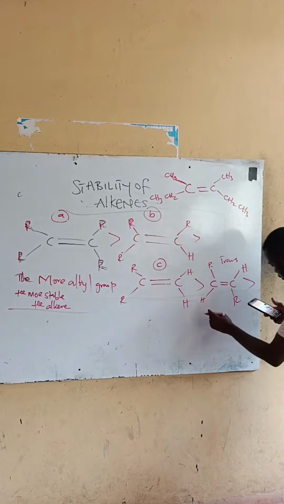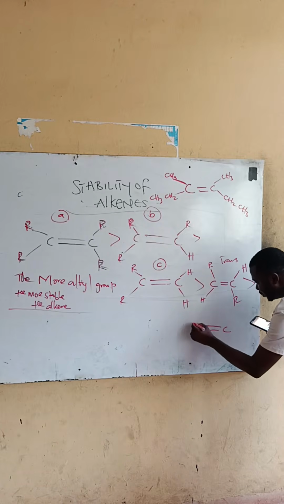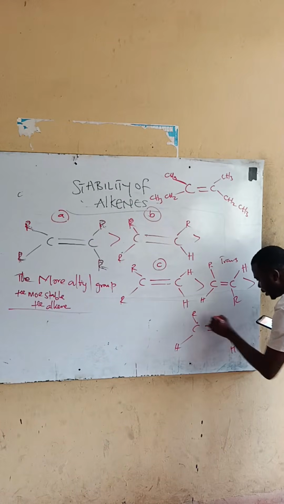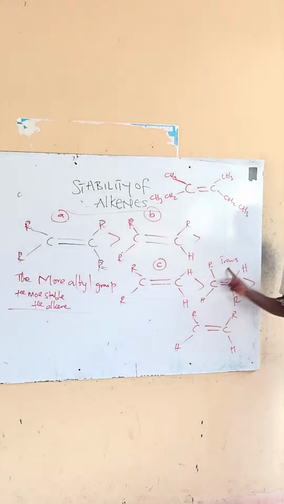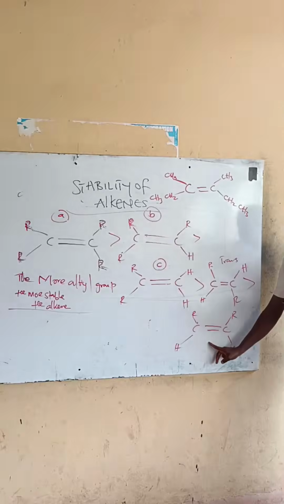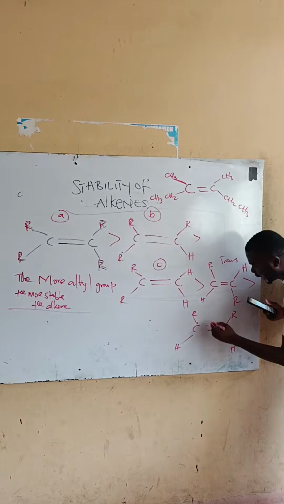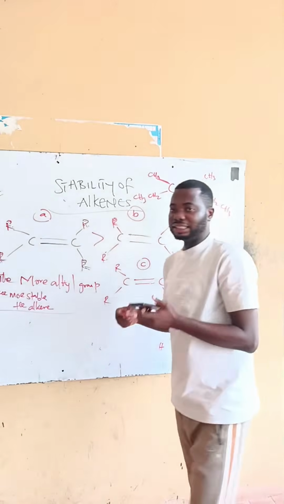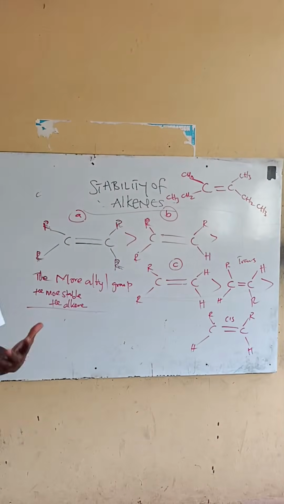How does the cis structure look like? Everybody write it. The cis structure is looking like R, I'm calling C. Let's imagine we have H, then we now have R, then we now have R. Now, the trans structure is more stable than the cis structure. So let's go over it again. What have you learned about stability of alkene before I bring in a practical question?